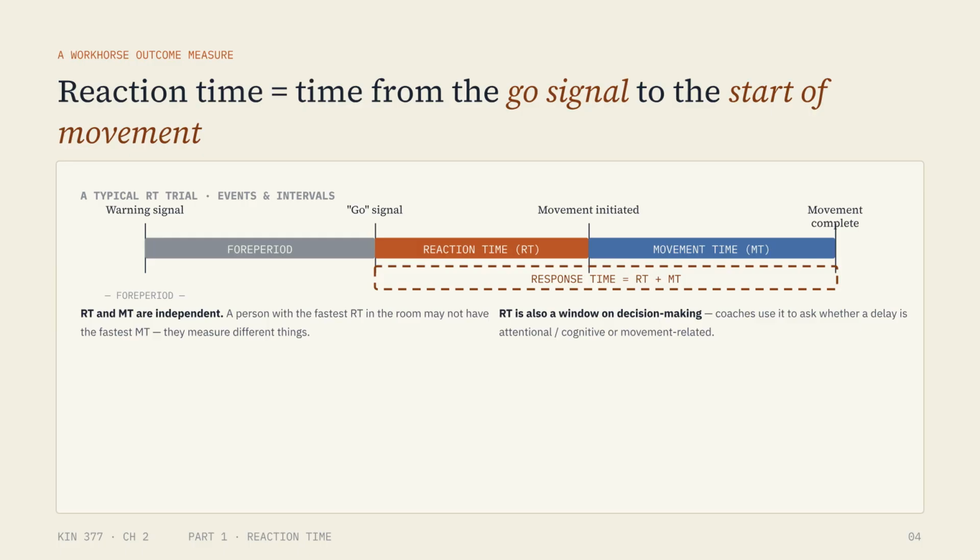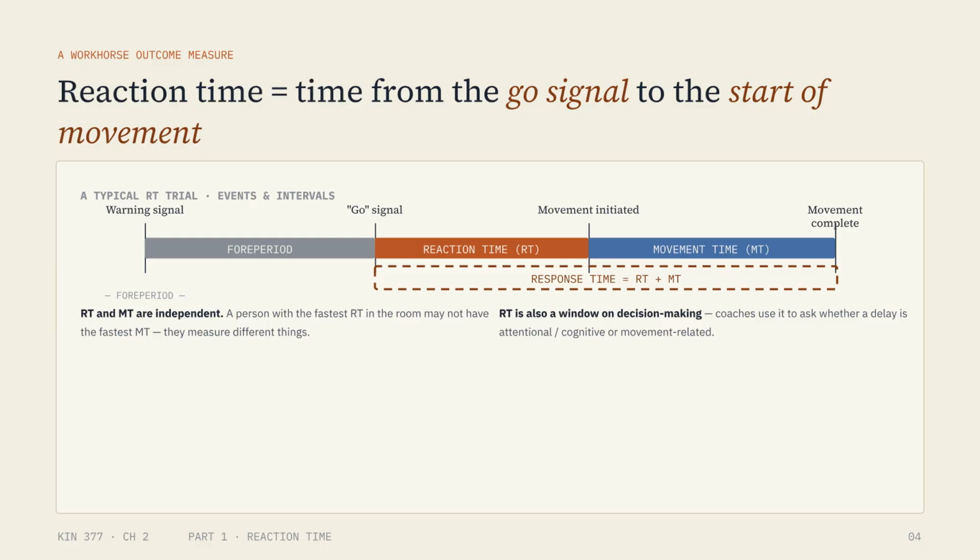This matters in the real world. Imagine a football lineman is consistently slow off the snap. 2 possible reasons. 1, he's not paying attention to the snap, so his RT is too long. 2, he reacts fine, but his foot is slow off the ground, so his MT is too long. Same outcome, completely different coaching intervention. Or in driving rehab, if a patient is slow to brake when something appears in the road, an extended RT means decision-making is the problem, and you train attention.